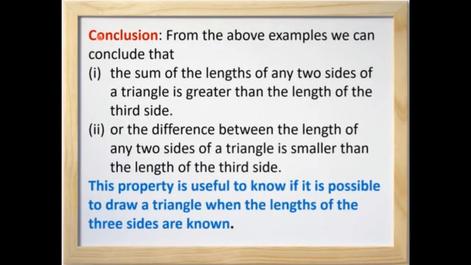Children, from the above examples, we conclude that the sum of the lengths of any two sides of a triangle is greater than the length of the third side. Or we can say that the difference between the lengths of any two sides of a triangle is smaller than the length of the third side. This property is useful to know if it is possible to draw a triangle when the lengths of the three sides are known. Did you all understand, children?